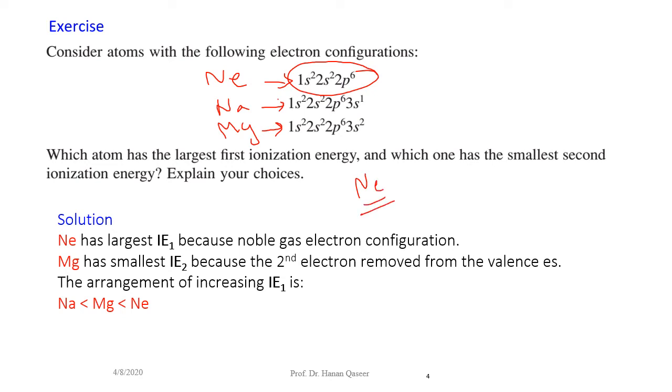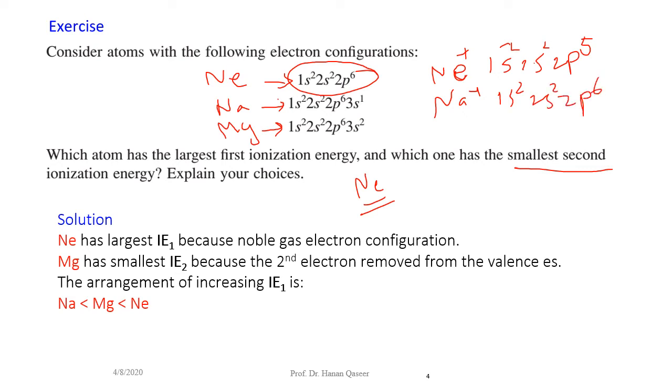And which has the smallest second ionization energy? So here Ne becomes 1s2, 2s2, 2p5. Na+ is 1s2, 2s2, 2p6. Mg+ is 1s2, 2s2, 2p6, 3s1.